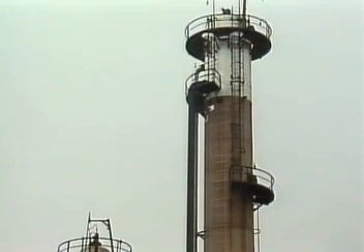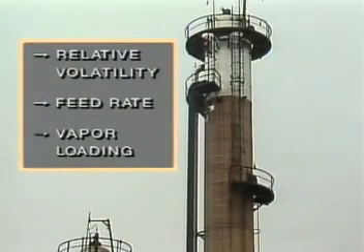The physical dimensions of distillation towers may be different. In general, they are most affected by three main factors: the relative volatility of the feed components, the feed rate, and vapor loading. When the pressure inside a tower is reduced, liquids are vaporized at lower temperatures. This process is referred to as vacuum distillation.